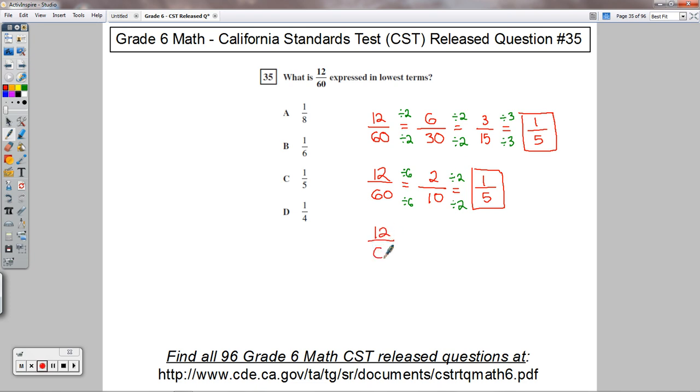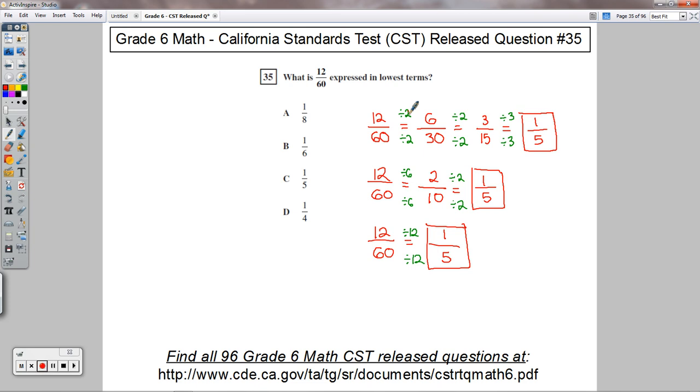And if you were really slick, you might have noticed that 12 goes into 12 and 12 goes into 60. That's the biggest number that would be a factor of both of those. So I have 1 and I have 5 if I do that. So there's different ways to reduce fractions. Some ways, if you use smaller numbers, it takes longer, but it might be what you see. So whatever you see first, divide by that and see what you get.